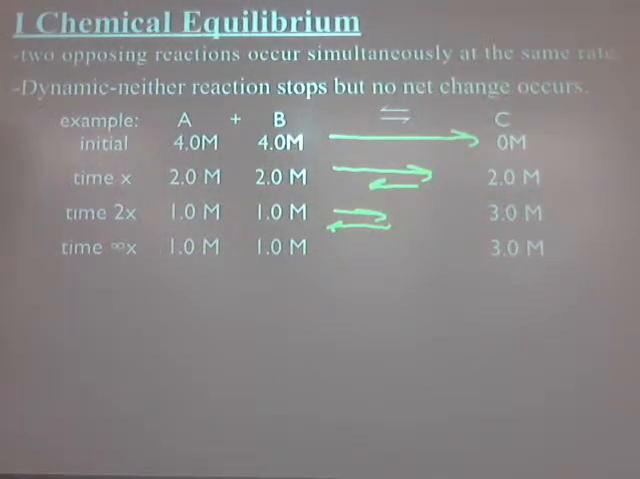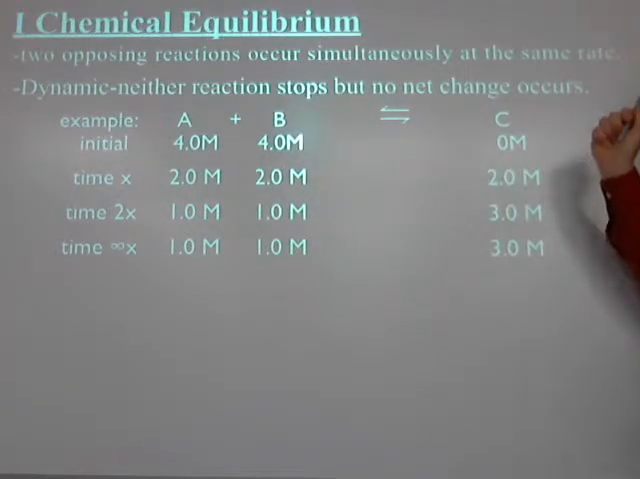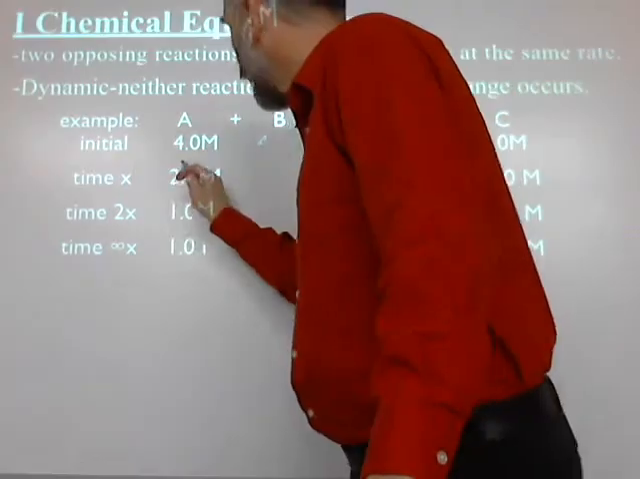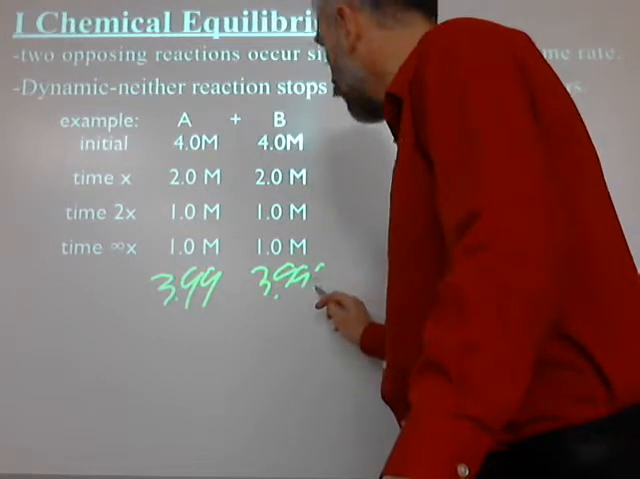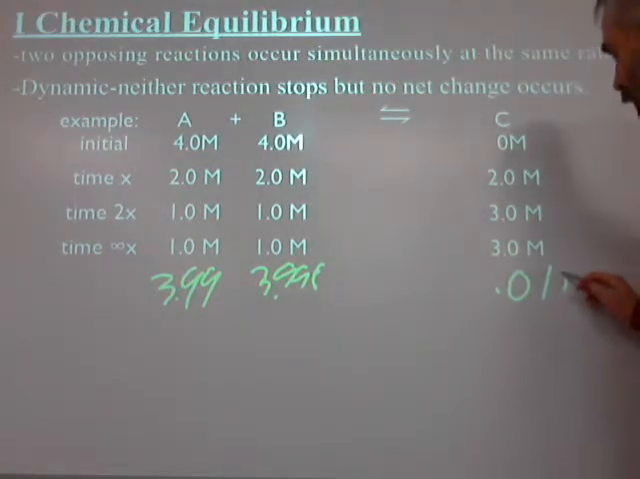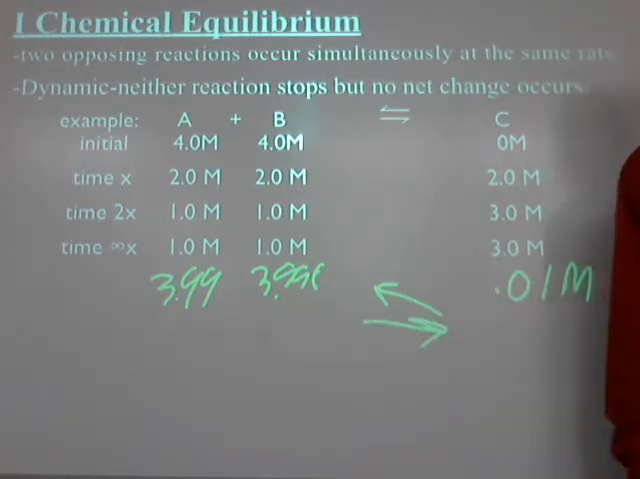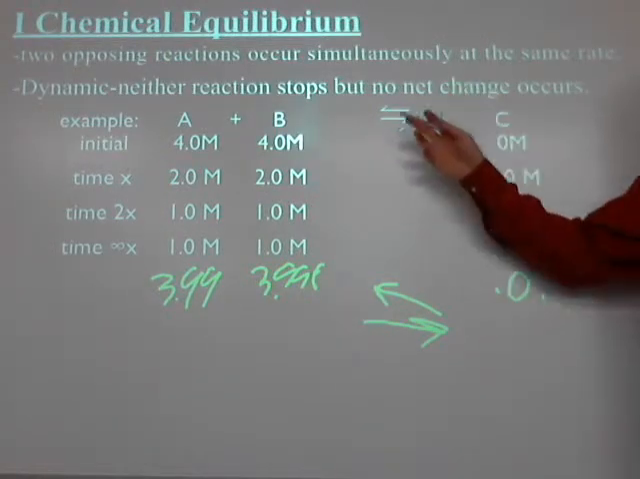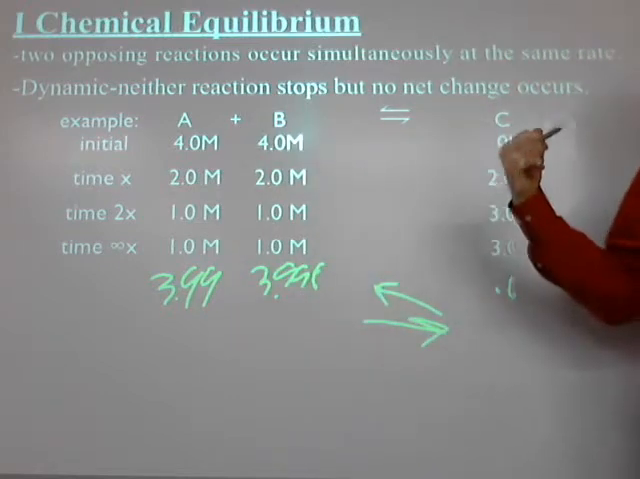But it didn't have to happen that way. You know what could have happened? It could have happened that the reverse direction is so much faster than the forward direction that, putting in 4 moles of A and 4 moles of B, once I got down to 3.99 moles of A and 3.99 moles of B, and I just made 0.01 moles of C, it was already equal. They're already equal. I don't want anyone to get the idea that equilibrium happens when you have equal amounts of reactants and products.